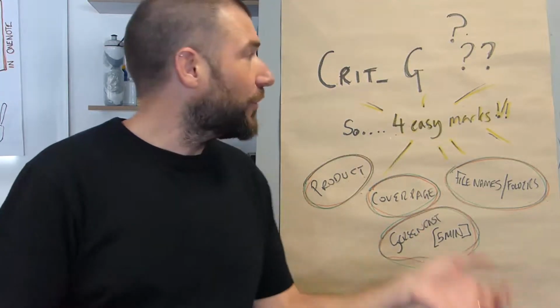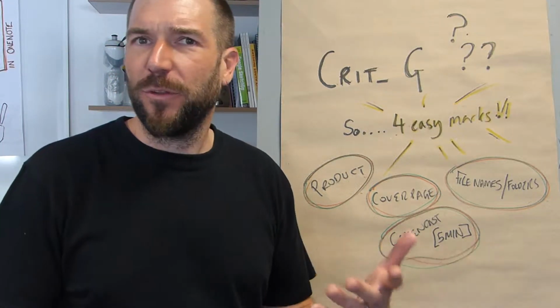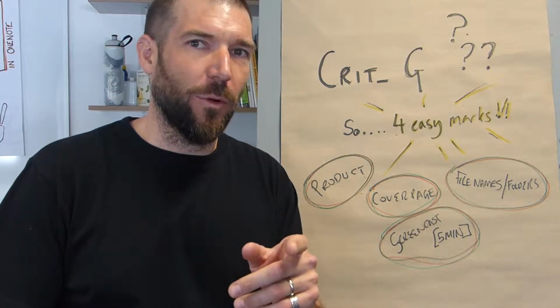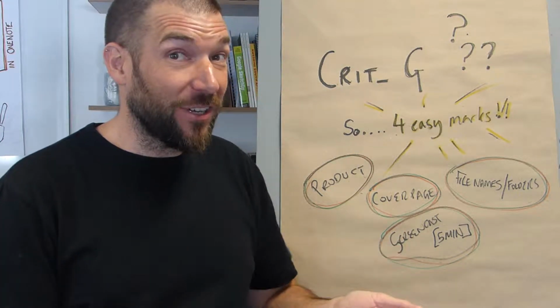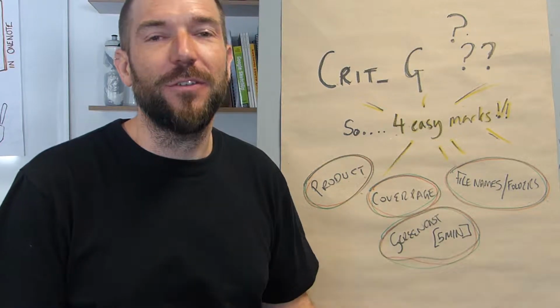Well, there you go. We've reached the end of the pad and the end of your IA. But what's all this about criteria G? Well, don't worry. It's really easy. Criteria G is in fact the easiest 4 marks, because all you have to do is just make sure you've got your stuff organised.